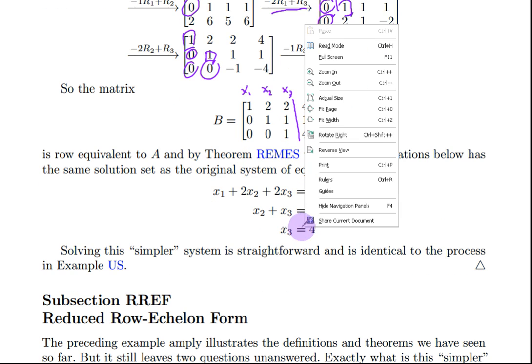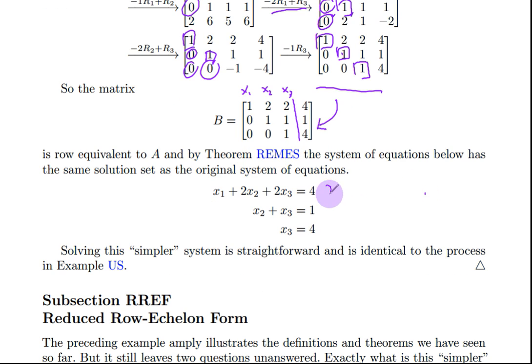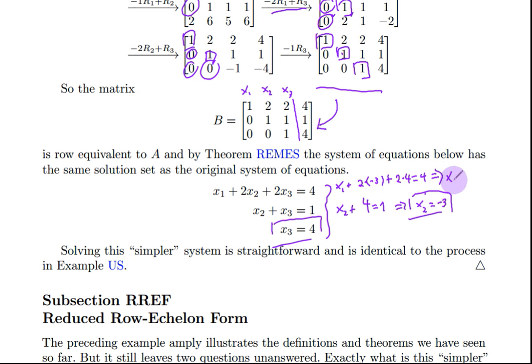Okay? Now to solve this is very straightforward. You work your way from bottom to top. If I have x3 equals 4, then I can plug in x3 is 4 into x2 plus x3 equals 1. That gives me x2 equals minus 3. I get x3 from here, I get x2 from there. If I want to do this one, I'm going to get x1 plus 2 times minus 3, and then plus 2 times 4 is equal to 4.